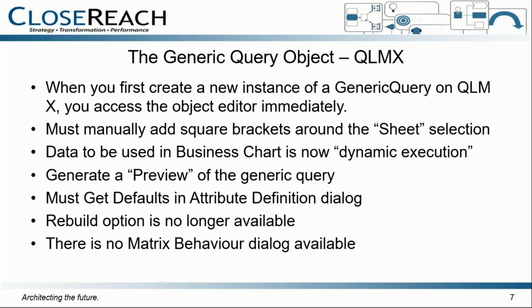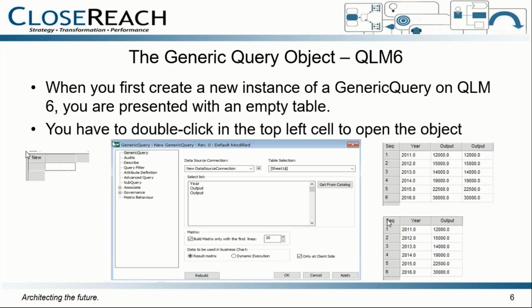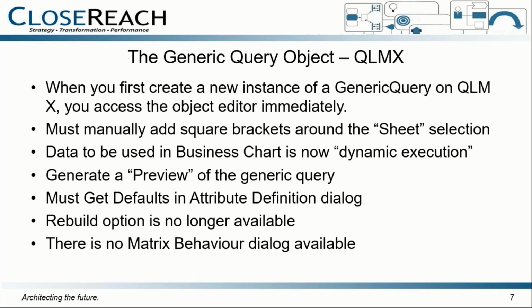And I think that's probably the most problematic, because it's not very intuitive to always think you have to do that. Whereas in version 6, under the table selection drop-down box, you would just choose it from the drop-down box, and those square brackets were already in there. And in version 10, you'd have to just make sure that you do go back and add those square brackets around whatever your sheet selection is from your Excel workbook.